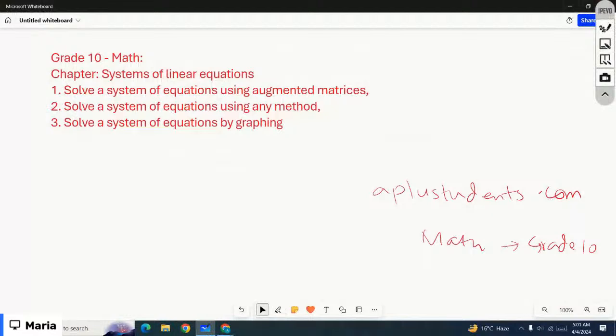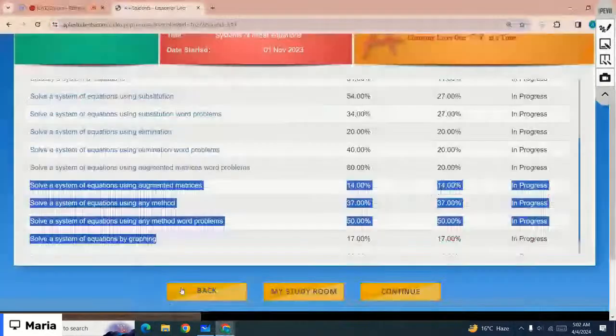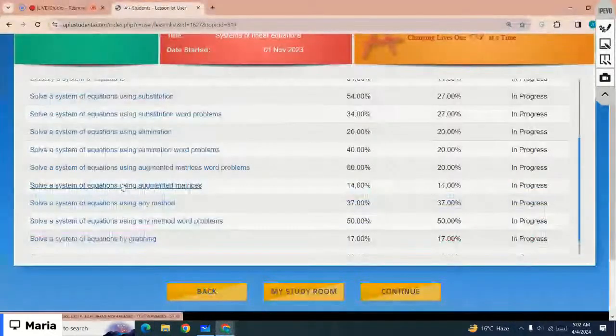We're going to start with the chapter System of Linear Equations. The lessons we're going to cover today are solve a system of equations using augmented matrices, solve a system of equations using any method, and solve a system of equations by graphing. So the chapter we are working on right now is system of linear equations. Very important chapter it is. So today we're going to learn how to solve the system of equations using augmented matrices, using graphing, and any method you can use. So let's start with the first lesson, that is solve a system of equations using augmented matrices.